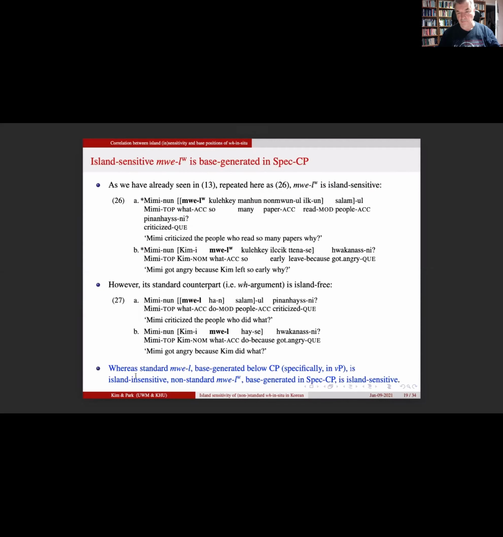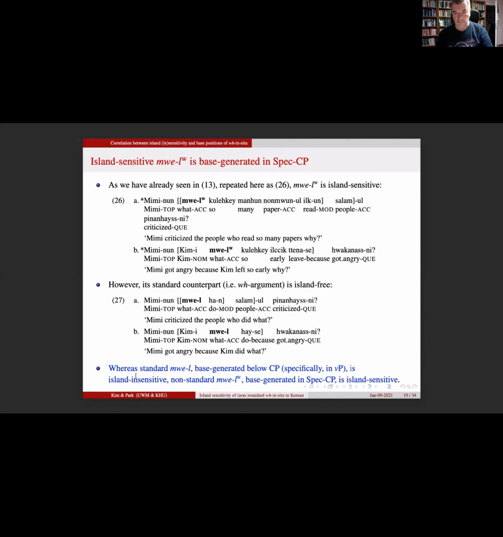As to island sensitivity of non-standard mole, we have already seen that it is island sensitive, just like where, as in 26. However, its standard counterpart, namely double-edged argument, is island free, as shown in 27, where the double-edged argument mole can appear in the complex NP island, as in 27a, and in the adjunct island, as in 27b.